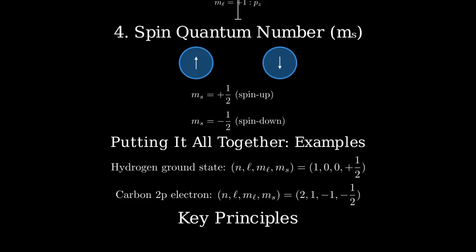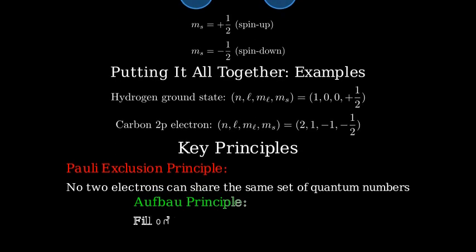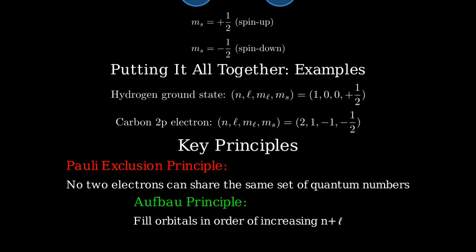There are 3 key principles to remember when working with quantum numbers. First, the Pauli exclusion principle says that no 2 electrons in an atom can have the same 4 quantum numbers. Second, the Aufbau principle tells us that orbitals fill in order of increasing n plus l, and if 2 have the same n plus l, we fill the one with lower n first.